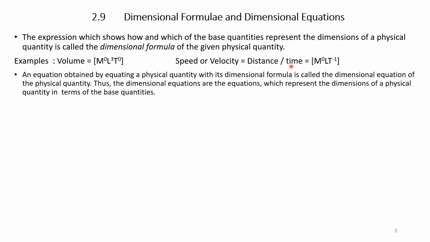An equation obtained by equating a physical quantity with its dimensional formula is called the dimensional equation of a physical quantity. Thus, the dimensional equations are the equations which represent dimensions of a physical quantity in terms of base quantities. That is, there are seven base quantities and we have to express the dimensional equations in these.